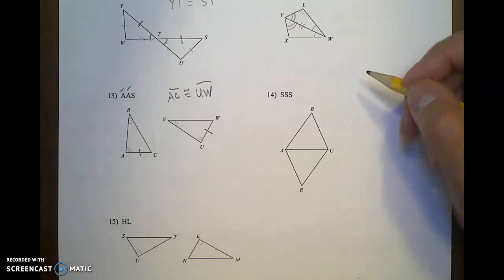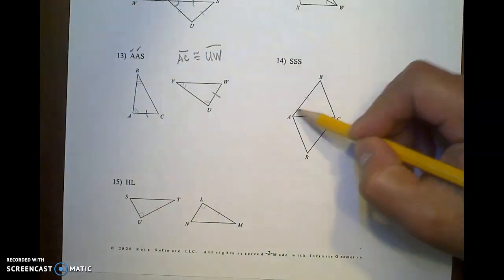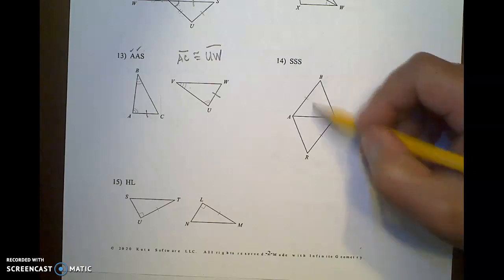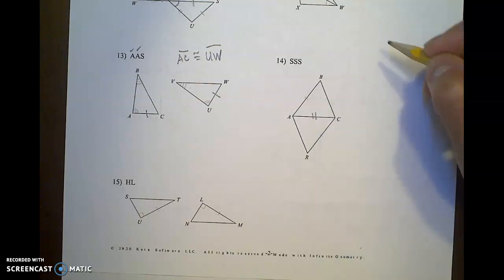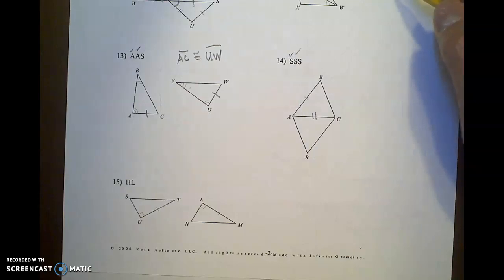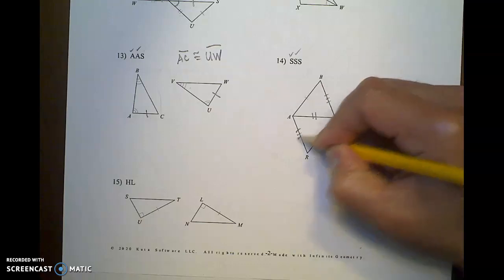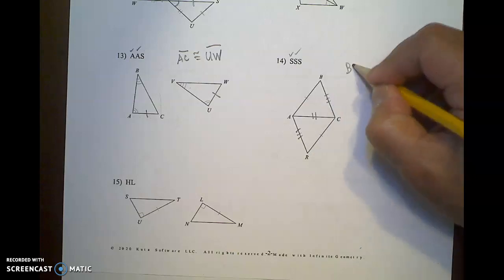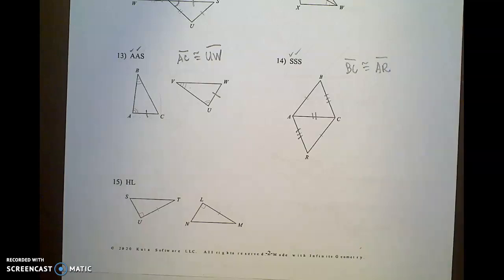Okay. 14, we want SSS. So far we have AB is congruent to RC. Again, here's a situation where both these triangles share side AC, so we can tick mark that. So that gives us 2 S's. So we just need a third S. Now this one's a little bit easier, because we just have these 2 right here left to tick mark. So we're going to say BC from the first triangle is congruent to side AR from the other.